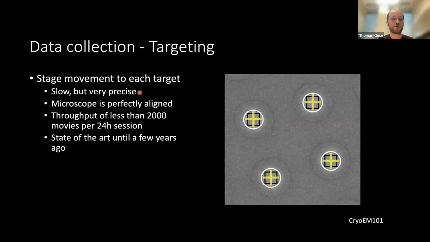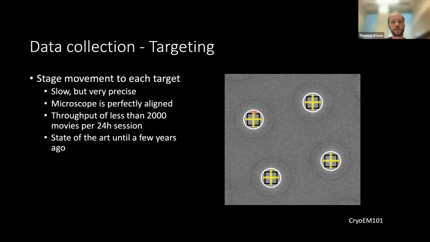Then you also have to think about how you target your image. So we have all these holes and we take a snapshot in each hole. The traditional way of doing this is to move the microscope stage to the center of each hole, then take an image, and then move to the center of the next hole, take an image. That is very slow because you have to move every single time, but it's probably the most precise way of targeting. It has the benefit that the microscope is perfectly aligned because the beam comes straight down and is not getting interrupted.